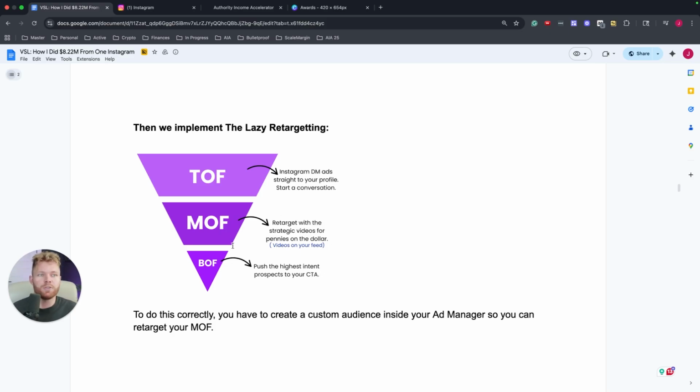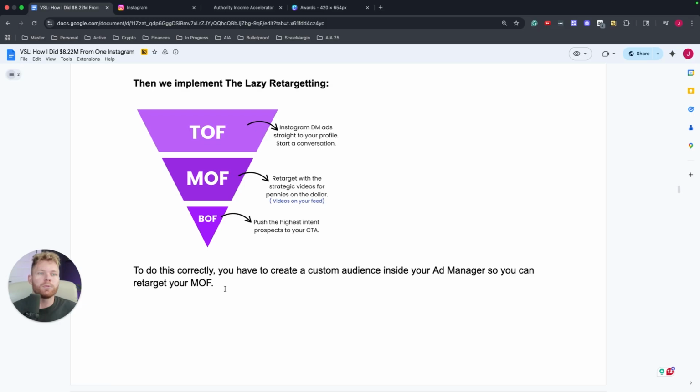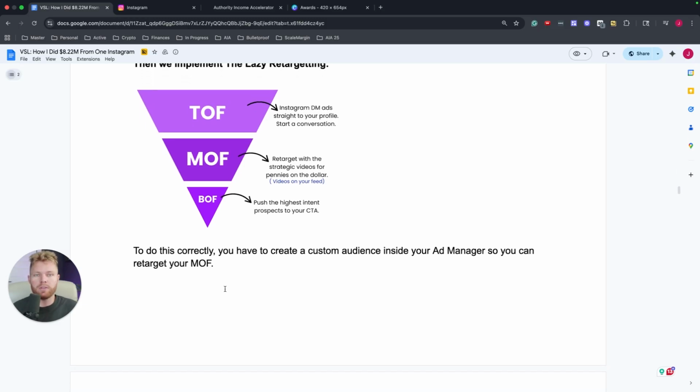But then bottom of funnel is this: you push the highest intent prospects into your call to actions. This is where you're retargeting the people that are the cream de la cream, if you will, of the people that are going to be able to convert the most, right? So to do this correctly, you have to create a custom audience inside your ads manager so you can retarget middle of funnel. I'm not going to go into the how-tos on this video. I'm just going to give you the 1,000-foot overview of how to do this stuff.